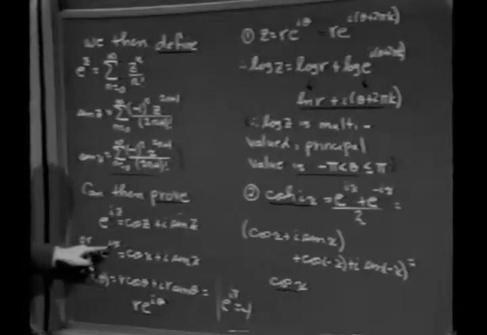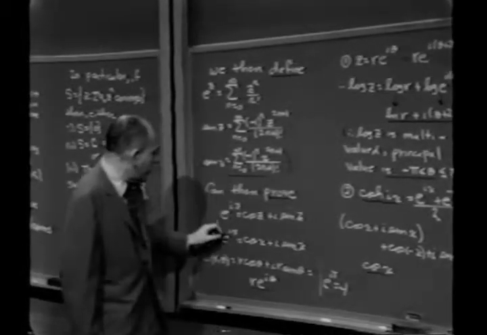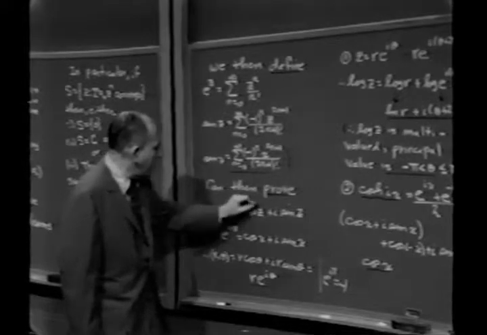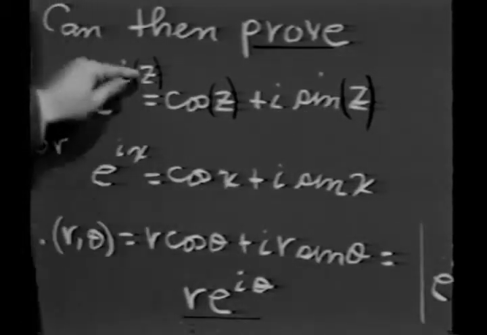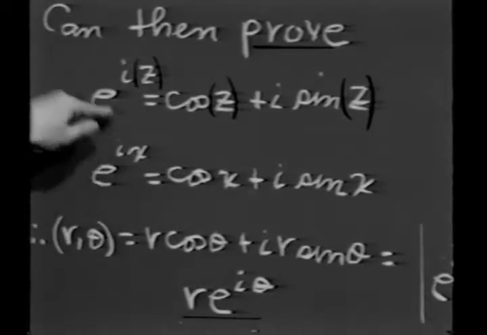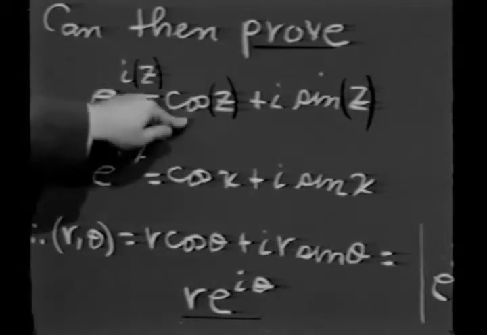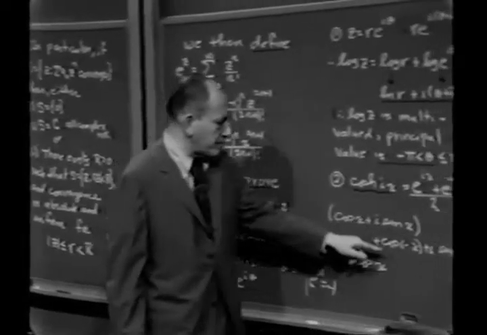By the way, I hope that's clear to you. When I say that e^(ix) is cosine x plus i sine x, what I really mean is that e^(i anything) is cosine of that anything plus i sine of that anything. In particular, if I replace z by −x, I get e^(i(−x)). In other words, e^(−ix) is cosine(−x) plus i sine(−x).